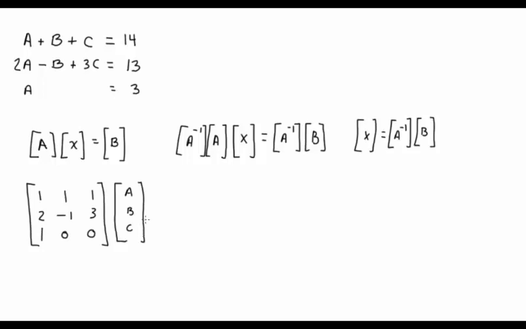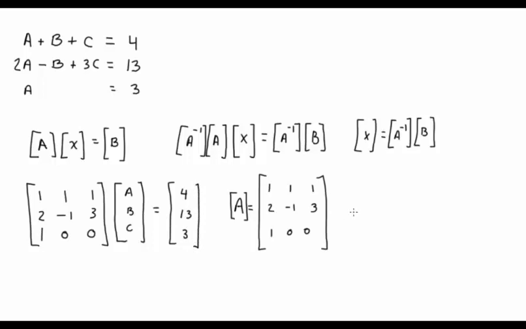Now you need a little knowledge of matrix multiplication to see that these here get multiplied by these, which would yield this equation. And this, of course, would equal this matrix of constants. And I just realized that this should be a 4, not a 14. So 4, 13, and 3.